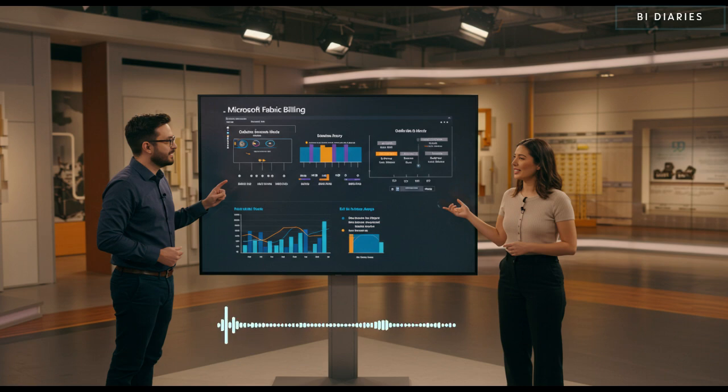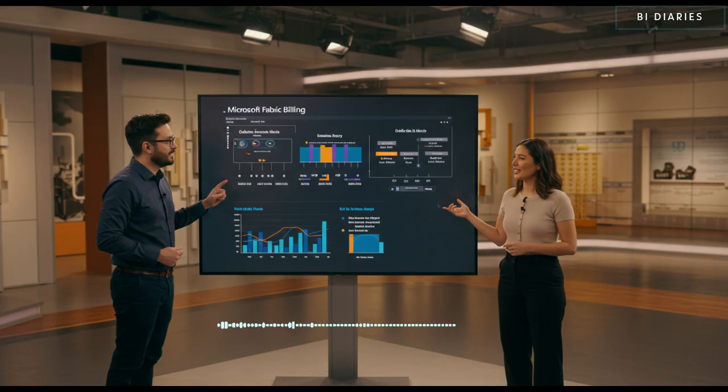Okay. One last cost point mentioned. Free users need an F64 or higher capacity to view Power BI reports, same as the old P1 SKU. Why flag that specifically? Yeah, that's important if you have people in your organization who need to see reports published to a premium workspace, but they don't have their own Power BI Pro license.